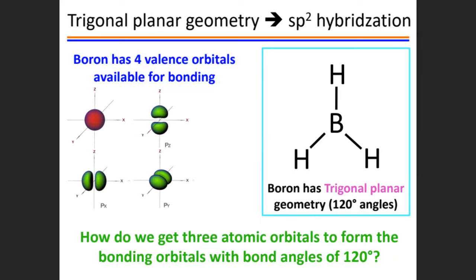Boron has 4 valence orbitals available for bonding. So here boron has 4, but here we could see 3. Okay, let's see. How do we get 3 atomic orbitals to form bonding orbitals with the bond angle 120? Let's move on. We are now talking about the 4 valency, so let's see.